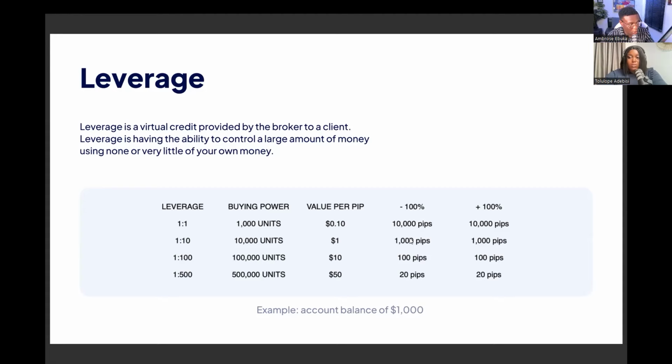Now, with the power of leverage, your broker multiplies, in this example of a $1,000 account, by 10, which gives you 10,000 units of buying power. If you decide to use 100 leverage, you have 100,000 units of buying power, which means you can use up to one standard lot size on your trading account.